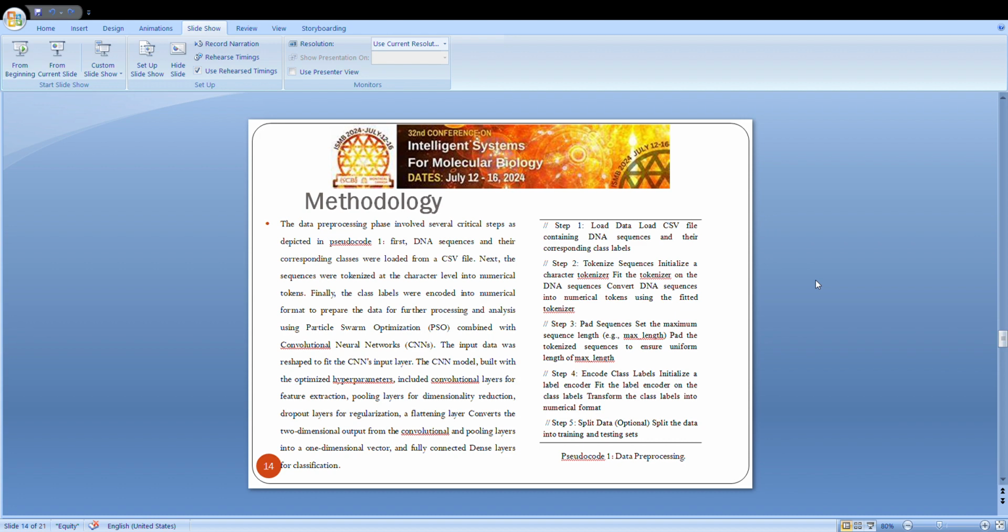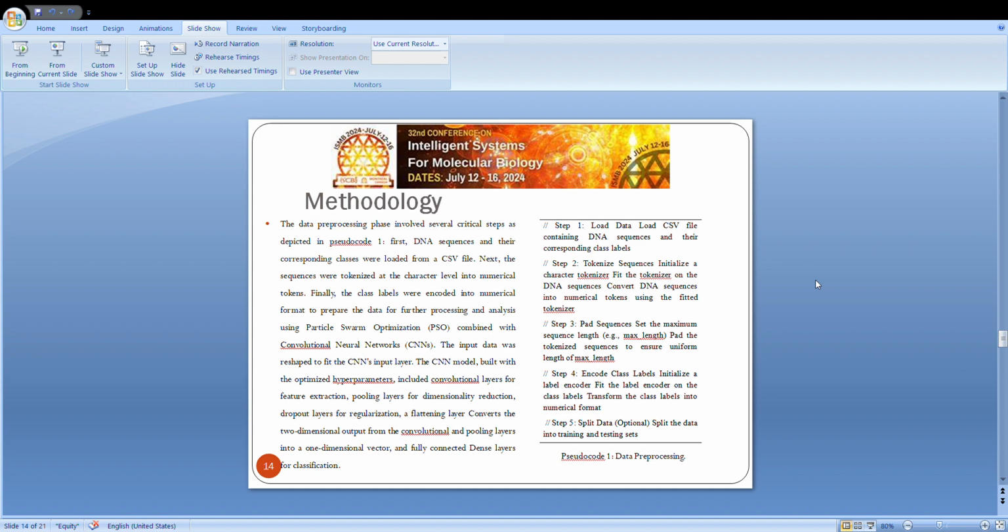particle swarm optimization. Particle swarm optimization helped to analyze and gave us optimal parameters which we used to train our CNN model. The data was split into training and testing. The input data was reshaped to fit our CNN model.